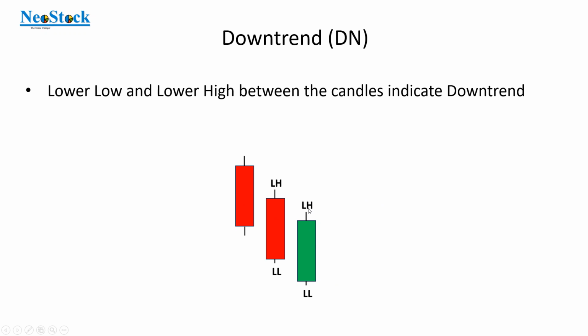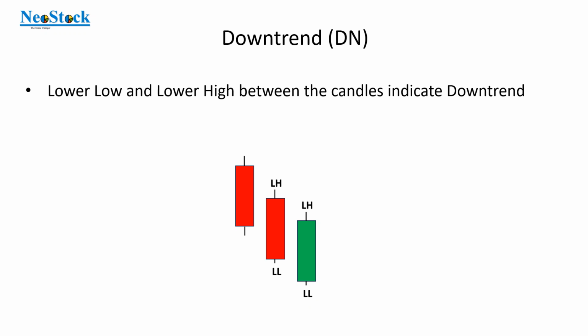Between the candles, lower highs and lower lows are maintained. That indicates the downtrend. That means as long as the candles are continuing with lower high and lower lows, the downtrend will be continued. This is what you should understand about downtrend. Is it clear?